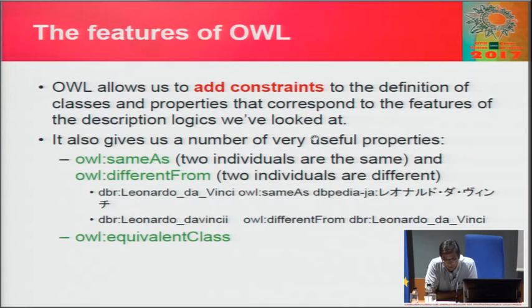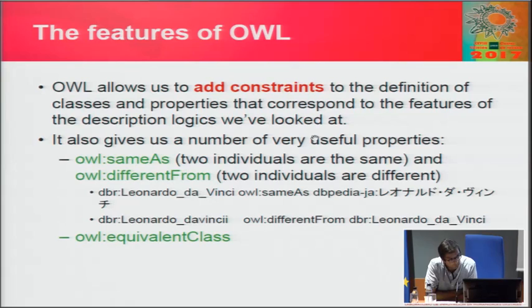Again, OWL builds on top of RDF and RDFS. So what are some of the new features that OWL offers us over and above the features of RDF and RDFS? Well, first of all, OWL allows us to add constraints to the definition of classes and properties that correspond to the features of the description logics that we looked at earlier. I'll go into more detail, I think, in the next slide. But it also gives us a number of very useful properties.